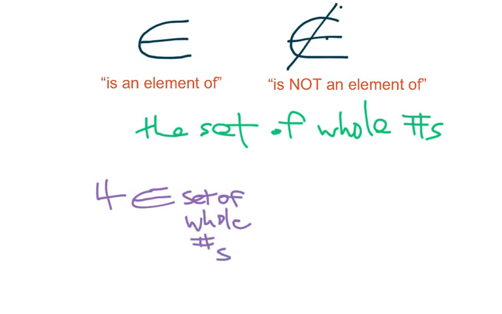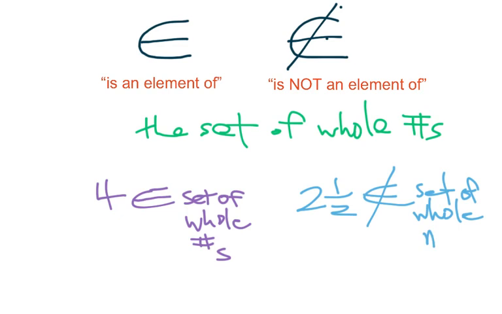Nice and simple sort of ideas, right? If they ask me about 2.5, well, 2.5 is not a whole number. So in that case, I'd say 2.5 is not an element of the set of whole numbers. So they're just basically going to kind of ask you to interpret and use new symbols such as "is an element of" or "is not an element of."